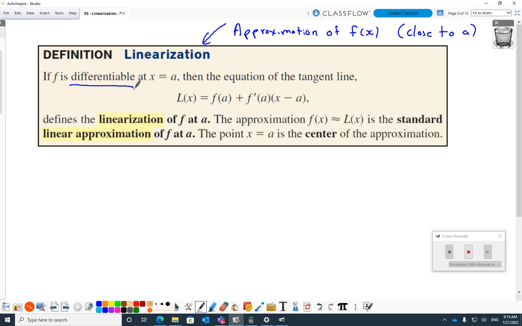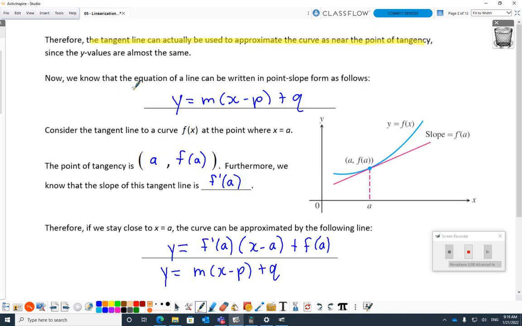This defines the linearization of f at a. This approximation, f at x approximately equals L at x, is the standard linear approximation of f at a. And the point x equals a is the center of the approximation. So we could go a little left and a little right. Let's go back to our picture. When we're doing this approximation, we could go either way, as long as we're close to that a value.